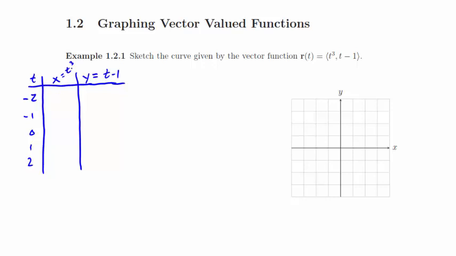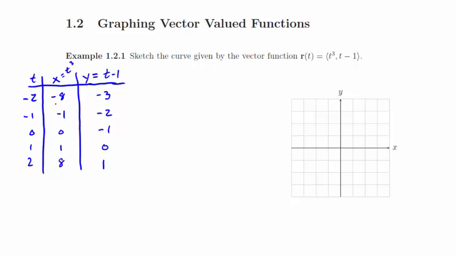So if t is negative 2, my x value is going to be negative 8 after cubing. My y value is going to be negative 3 when I go negative 2 minus 1. I'm just going to do that for all of these. So negative 1 cubed is negative 1, 0 cubed is 0, 1 cubed is 1, 2 cubed is 8. When I plug these into my y-coordinate, negative 1 minus 1 is negative 2, 0 minus 1 is negative 1, 1 minus 1 is 0, 2 minus 1 is 1. These are going to give me my points, which are technically vectors, but we think of them as points on my coordinate plane here. So this is a plane curve as opposed to a three-dimensional space curve, but the concept and how we're graphing these is exactly the same.